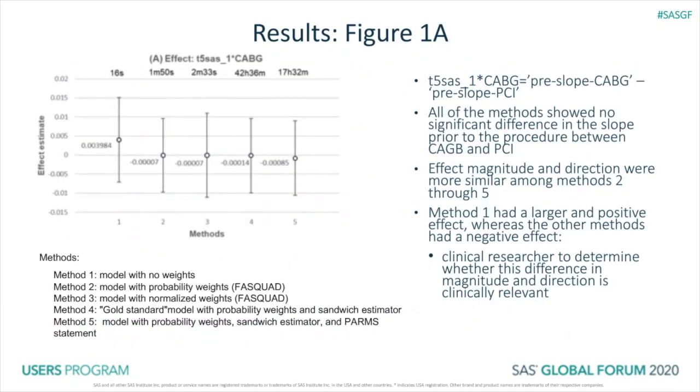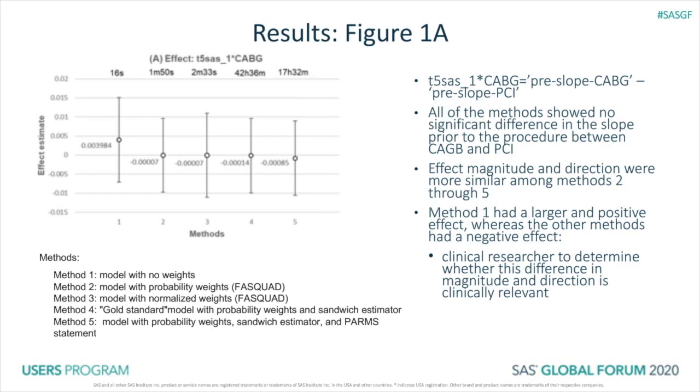Then this figure, actually, we are now focusing on answering our research question. So remember that from the previous slide, I mentioned that our goal was to see whether there was a change in the cognitive trajectory before and after the procedure between these two groups, CABG and PCI. Well, we are focusing now on these fixed effects here, and this one tells us whether the pre-trajectory slope is different in these two groups. And what we can see here is that regardless of the method used, there is no significant difference in the slope prior to the procedure between CABG and PCI.